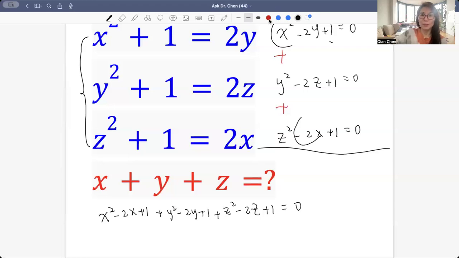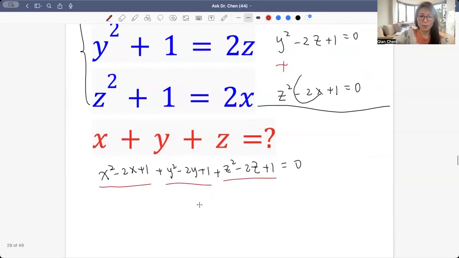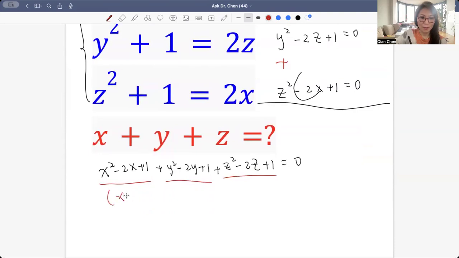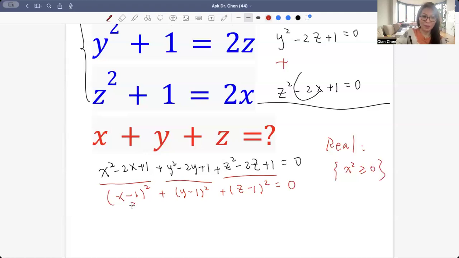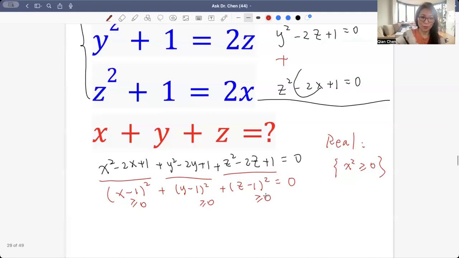Three perfect squares, right? This is a perfect square, this is a perfect square, this is a perfect square. So we can write this as (x minus 1) squared plus (y minus 1) squared plus (z minus 1) squared equals 0. When we solve equations, usually we solve in the real number system, right? Real number system says anything squared has to be non-negative. So each term is non-negative, but they have to add up to 0. So that forces each one to be 0.